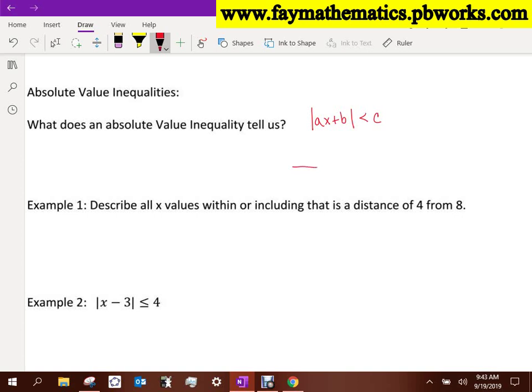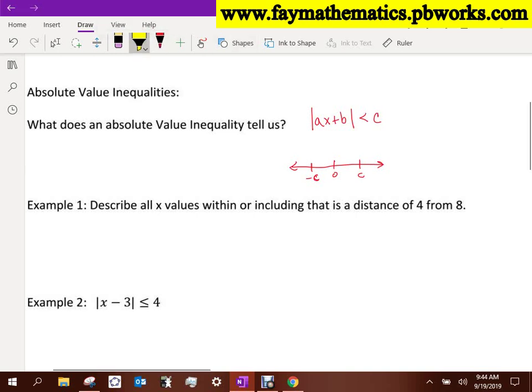Now we'll talk about the approach in a little bit, and actually the steps. But the steps that we go through will identify that C and that negative C for me. It will give me those positions to the right of 0 and to the left of 0 that we talked about yesterday. But read that. What does that say? It says the distance that AX plus B is, whatever that distance is, it's less than C. It's smaller than C. Well, C's right here. Wouldn't a distance like right there be less than distance C?